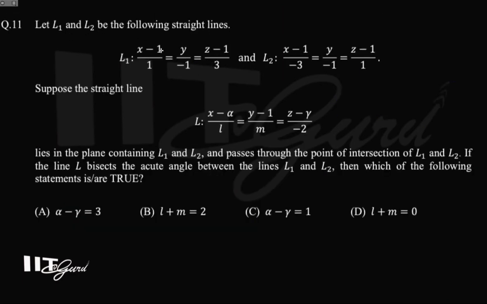This is question number 11 from three-dimensional geometry, and here two straight lines are given. If you see the numerators of both the lines, what do you find? This point is common for both the lines. So here we can conclude the point of intersection. Let me write point of intersection.